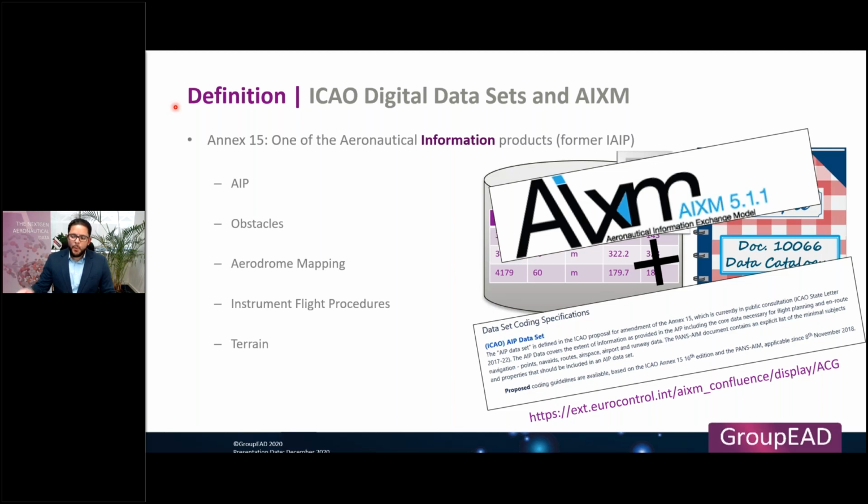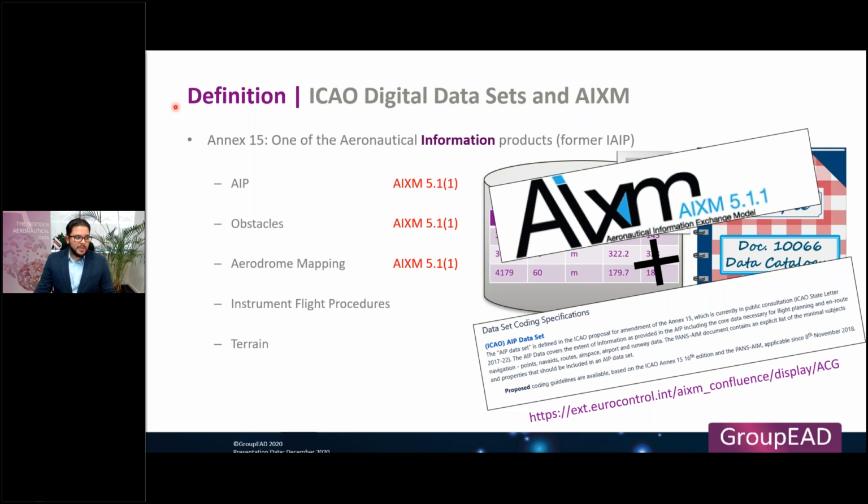It happens that this is work which has been done already, and we can find very good support from AIXM 5.1.1 for the first three digital data sets: the AIP, obstacles, and aerodrome mapping. This is very well supported by AIXM 5.1.1. What happened with the other two, instrument flight procedures and terrain?